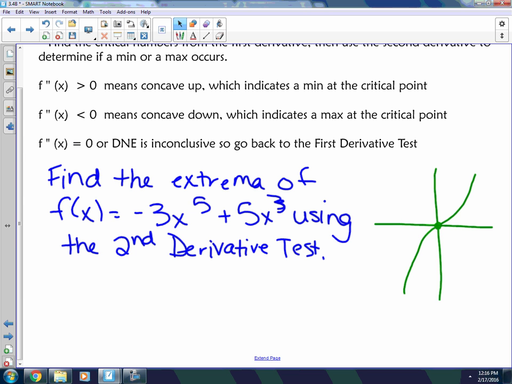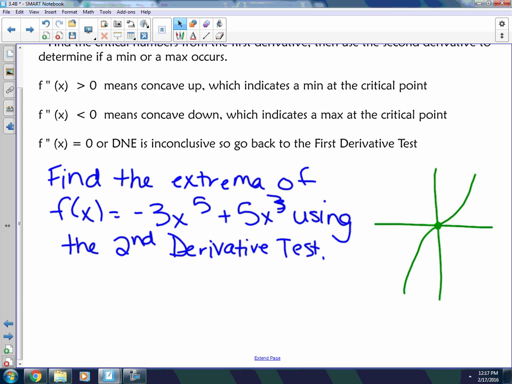Okay, now, if we didn't have "using the second derivative test" up there, and it just said find the extrema, do you know how else you can find the extrema? Derive, solve for x, plug those into the first derivative test. Because remember, the first derivative test, if it changed from increasing to decreasing or decreasing to increasing, it told you mins or maxes. And that's probably going to be your go-to method.